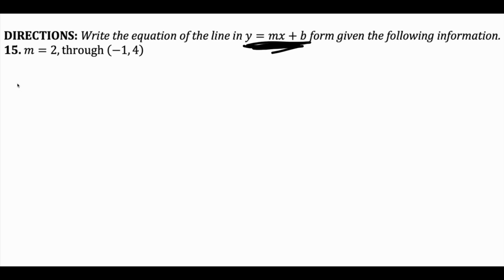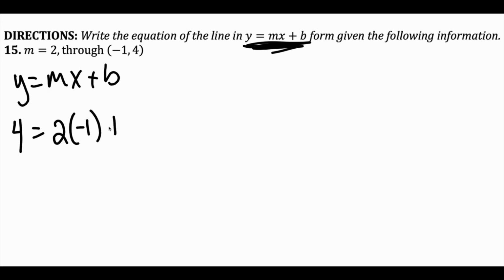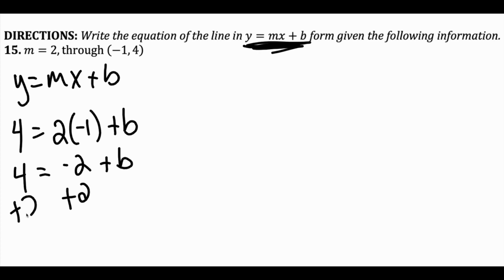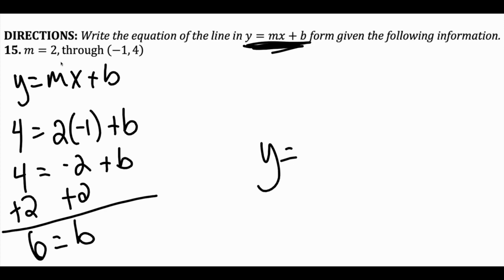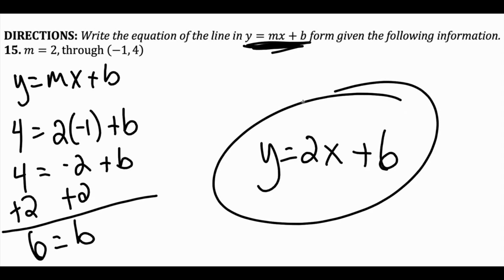So I'm going to start with y equals mx plus b. Fill in what I know. Well, the y value is 4. My slope is 2, and x is negative 1. So what this will do is it'll tell me what the value of b is, and then I can write my equation. So b is equal to 6. So y equals m is 2, x plus b is 6. Simple as that.